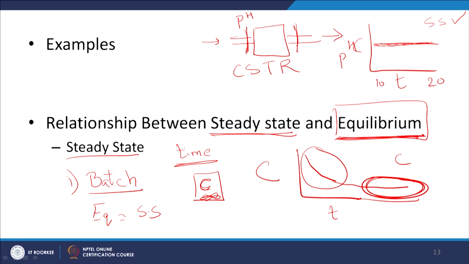So if I am able to instantaneously turn off the inlet and outlet and see any change in pH, then if there is no change, I will say that it's at equilibrium. If there is any change, I will say that it's not at equilibrium. So again, equilibrium is generally defined for closed systems.